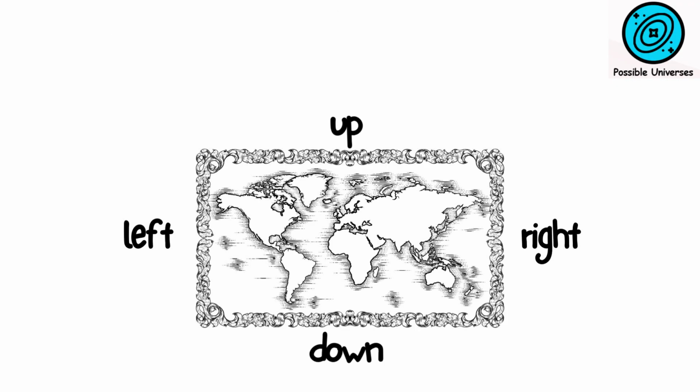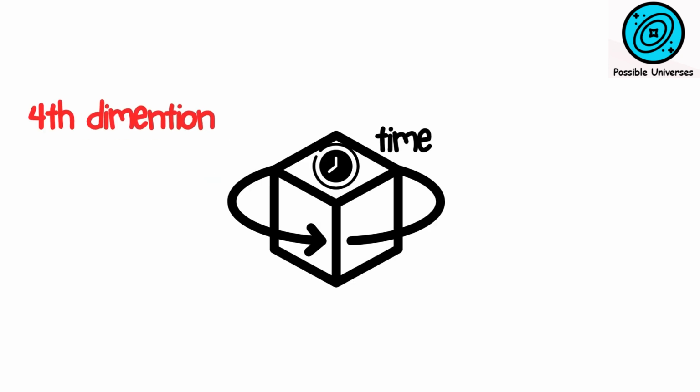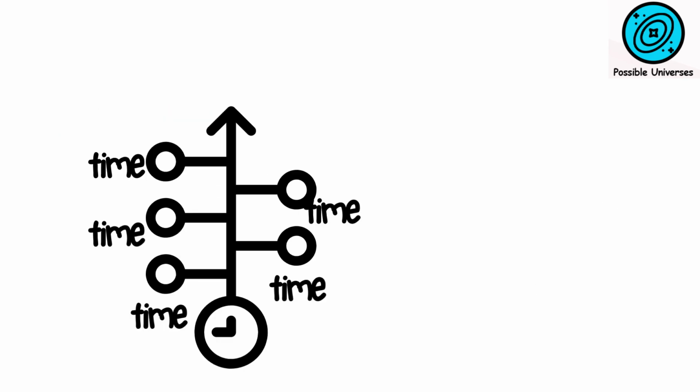All possible universes. Imagine a flat world with left-right and up-down, our familiar two dimensions. Add height for the third, allowing movement through physical space. But introducing time as a fourth dimension bends the mind. Time stretches endlessly like a line into eternity. Now stack these timelines, forming a vast sheet of possibilities.